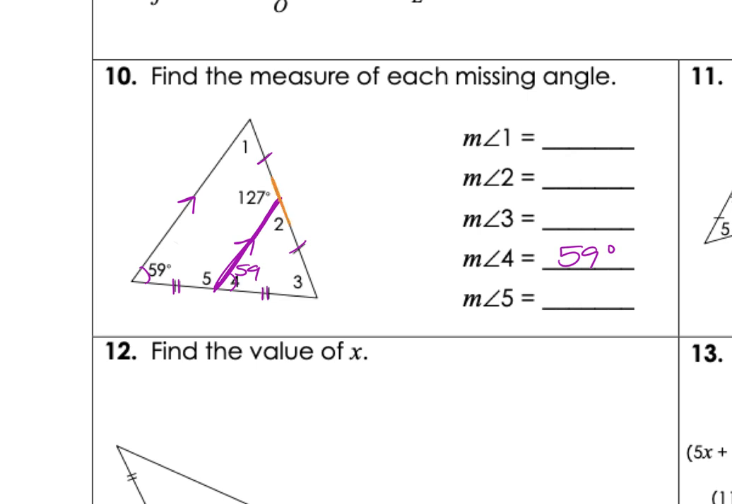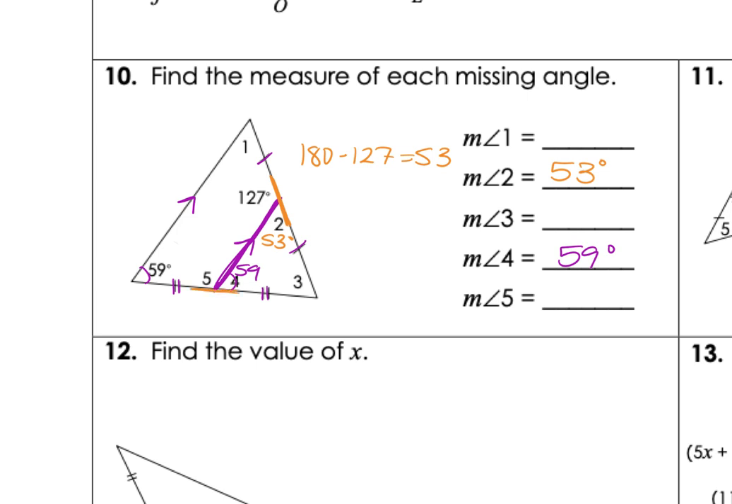So you have a linear pair right here. If you go 180 minus 127 and get 53, that would be this angle. Angle 2 is 53. What else do you know? 180 minus 59 equals angle 5.